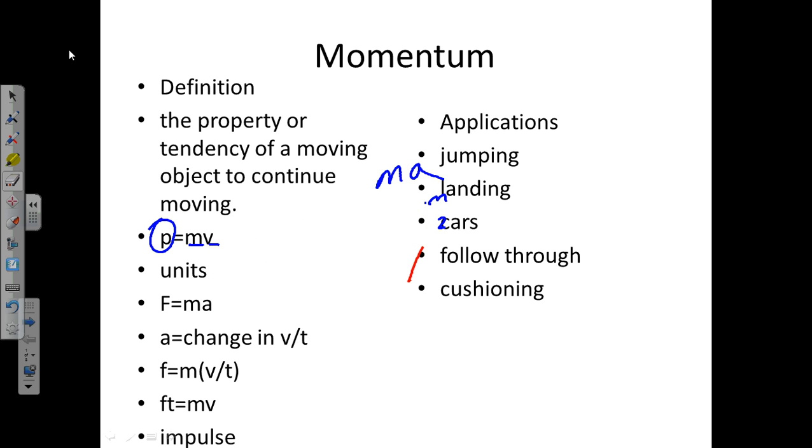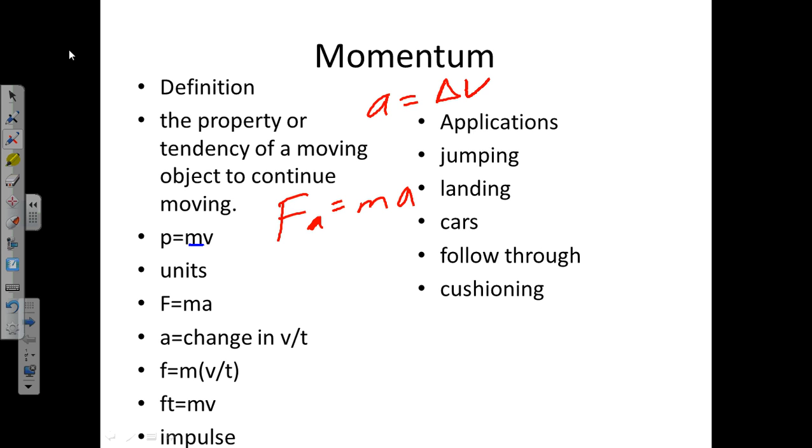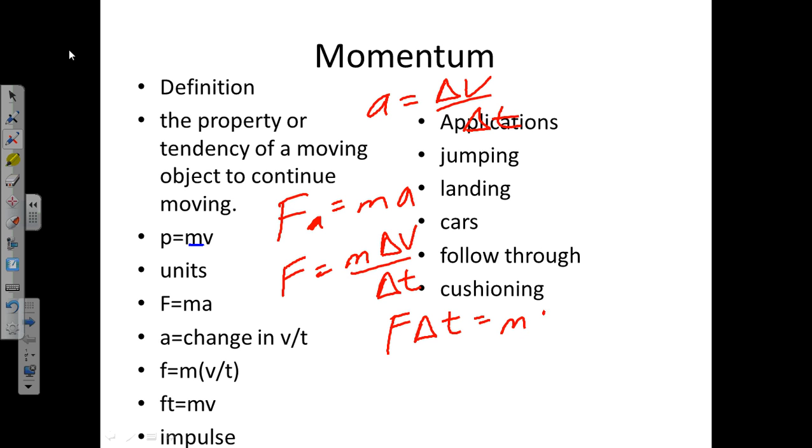Now, momentum is related to Newton's second law. You guys all know that F equals ma. And you also know that acceleration is change in velocity over change in time. Newton actually first wrote his second law more like this than he did F equals ma. He wrote F equals m times change in velocity over change in time. But I think the original way he actually wrote it was he multiplied both sides by t. So he had this equation, F delta t equals m delta v.